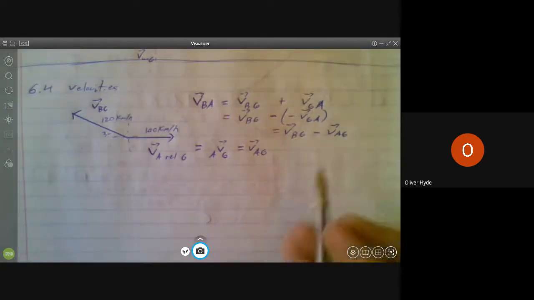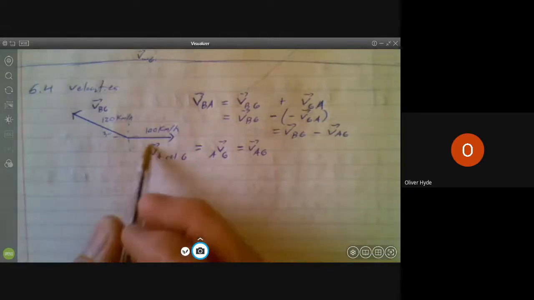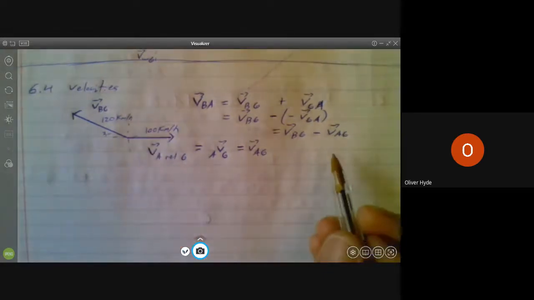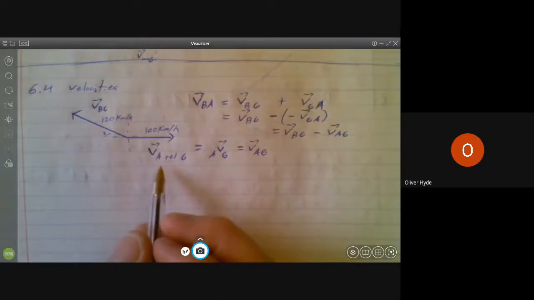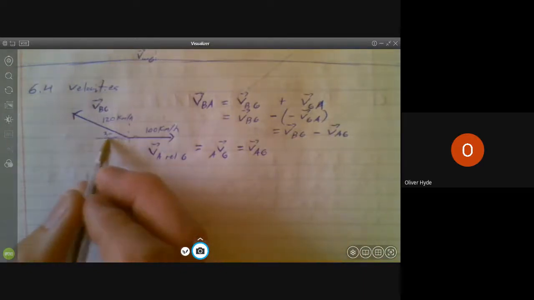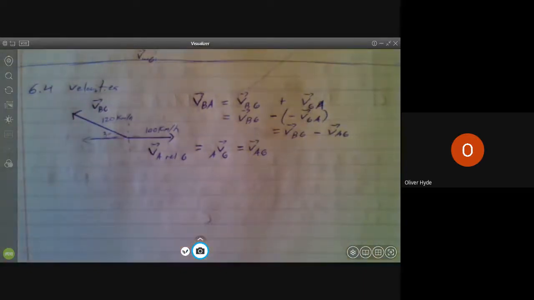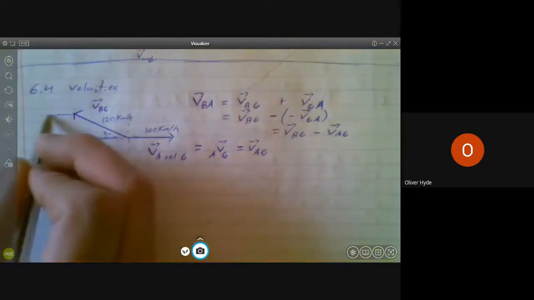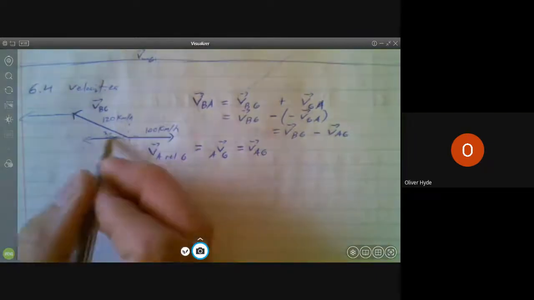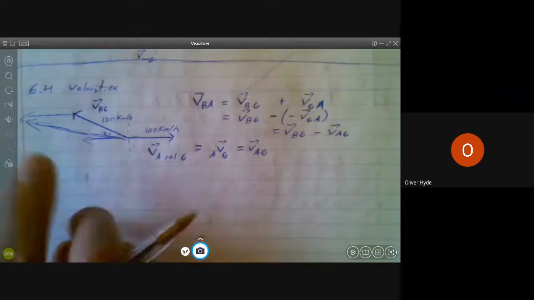Now, to perform a subtraction, I'm just going to add the opposite. Here's A relative to the ground. Here's the opposite of A relative to the ground. So I'm going to be adding those vectors like that. And there's my resultant.